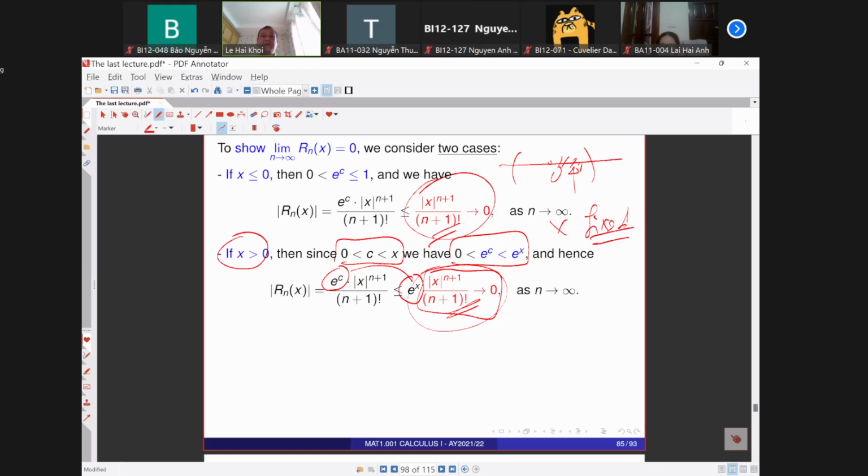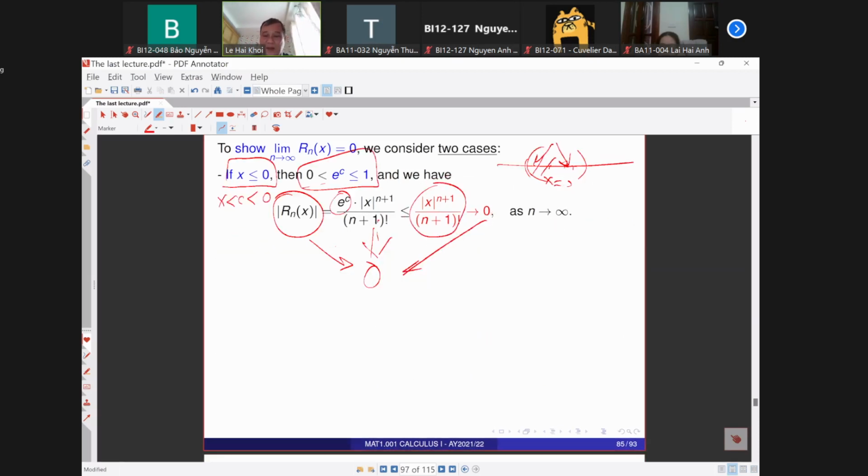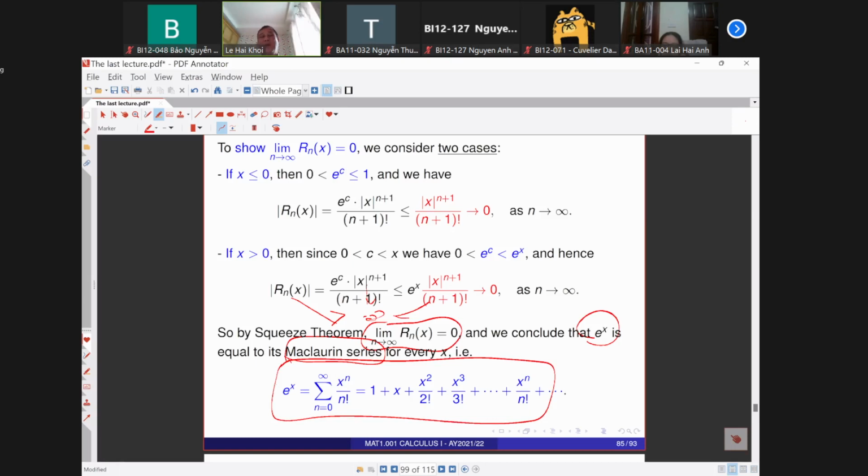Ok, so it means by squeeze theorem, I already talked about, right? The same here, the same here. This also tends to 0, and that tends to 0. You always have R_n(x) tend to 0 for any x, and we have the conclusion that the Maclaurin series, which is the Taylor series at 0, for every x equals e to power x. That is, you have this one. Em thấy không? Dùng cái Taylor polynomial là các em có thể chứng minh được rằng là e mũ x có dạng này.